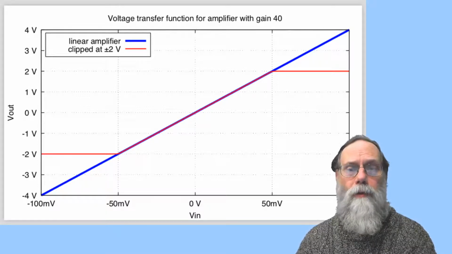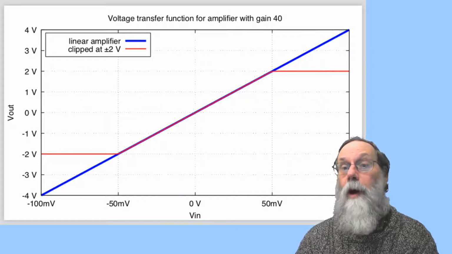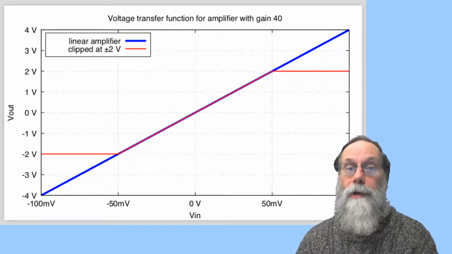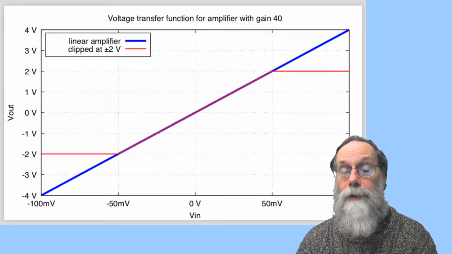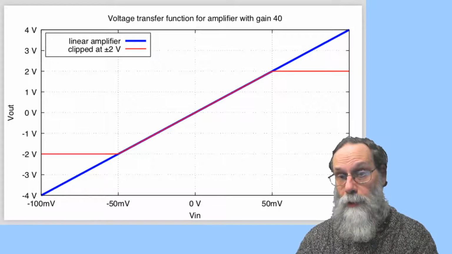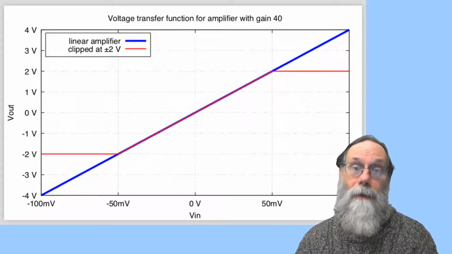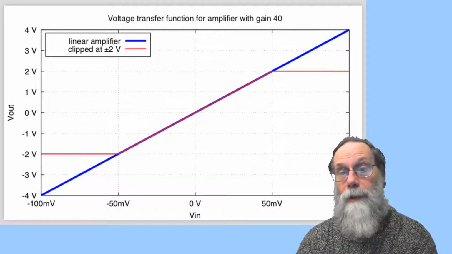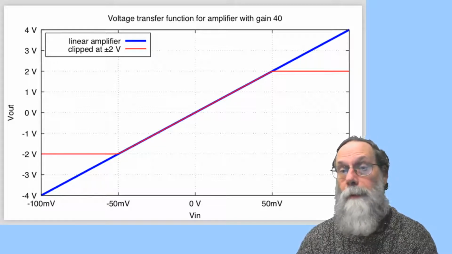But when we're dealing with real amplifiers, we very rarely can get arbitrarily large outputs. And if you've got a large gain, here we've got a gain that takes 50 millivolts to 2 volts. So that would be a gain of 40. Well, if we had a 1 volt input, we'd have to produce a 40 volt output, and we don't necessarily have that available from our power supply.